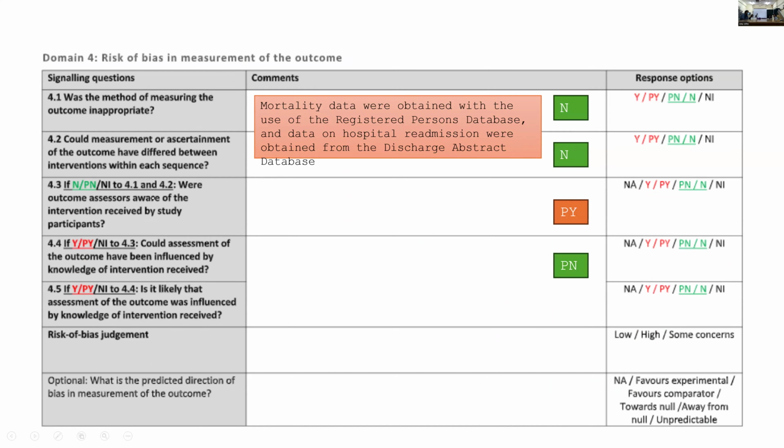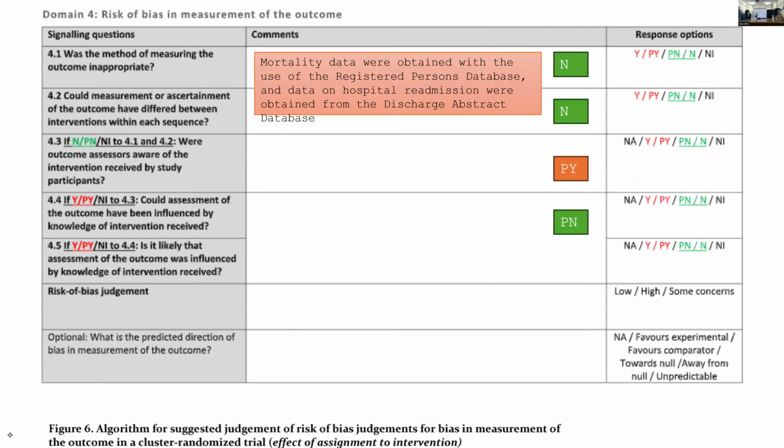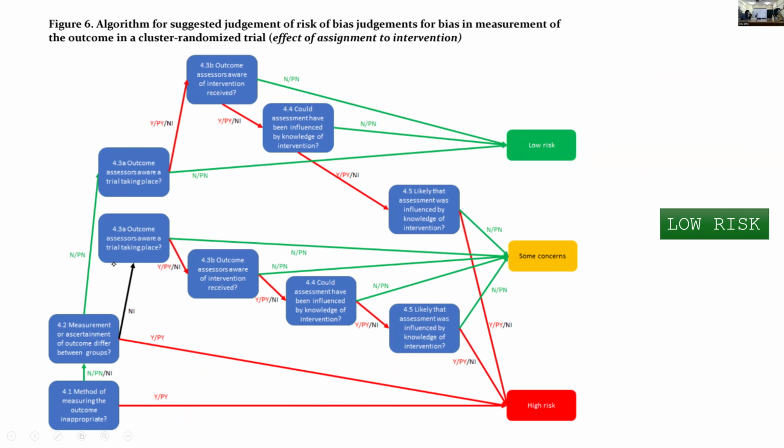Were outcome assessors aware of the intervention received by study participants? Yes, they were aware. But will this really affect the reporting? No, because you're actually looking at hard data. You're looking at whether the patient died or not, whether the patient was admitted or not. So it won't really affect it. So again, if you look at the outcome, it goes back to the low risk in the algorithm.